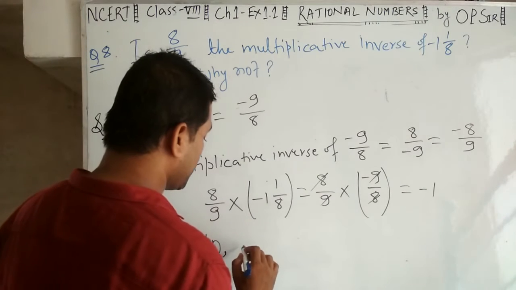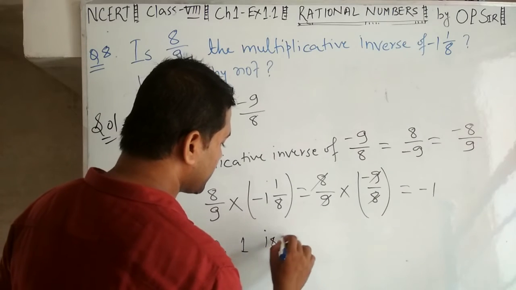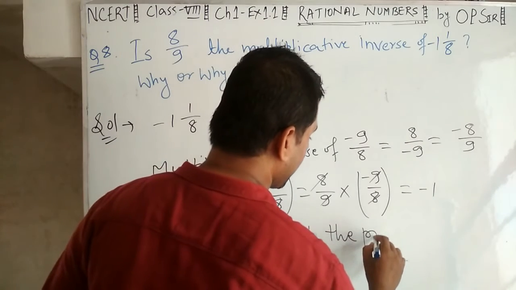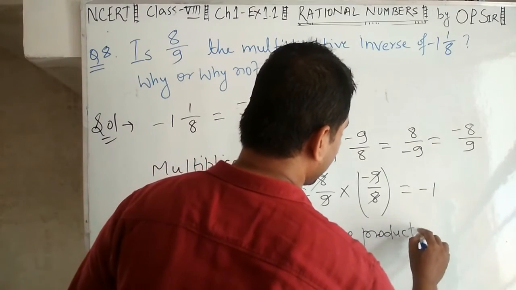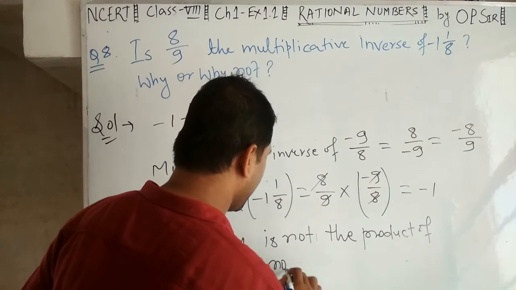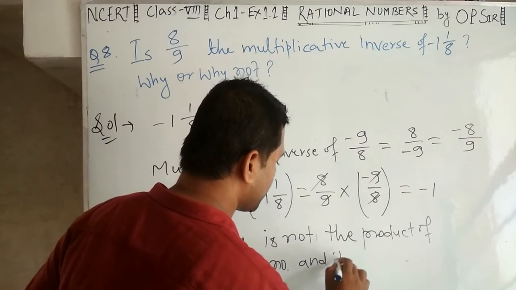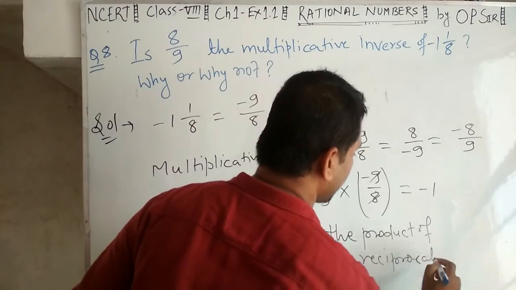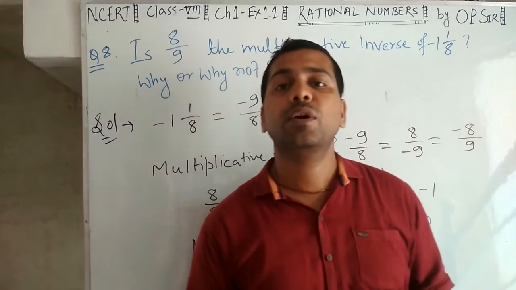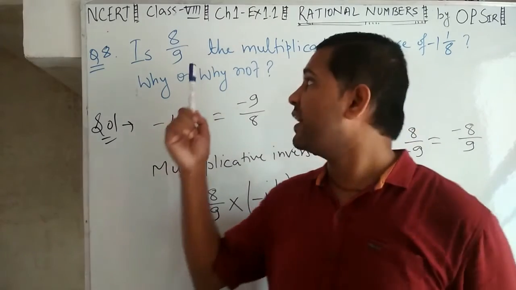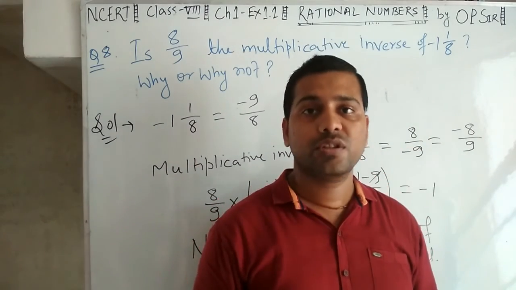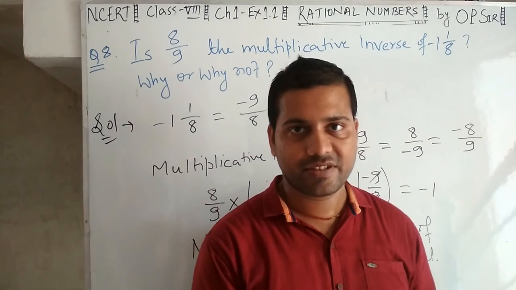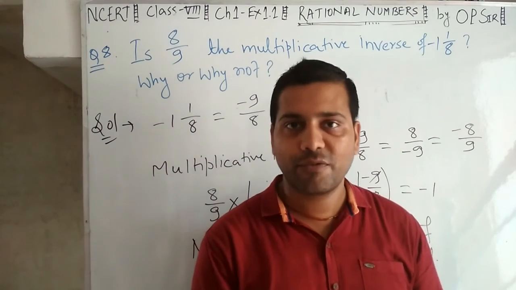Why? Because 1 is not the product of the number and its reciprocal. That is the explanation of that. Okay, so in this way we can say that 8 upon 9 is not the multiplicative inverse of minus 1 whole 1 upon 8. Okay students, thank you for watching this video.